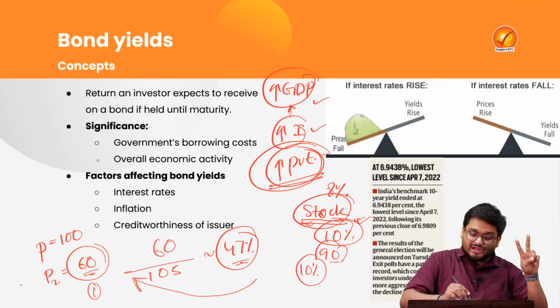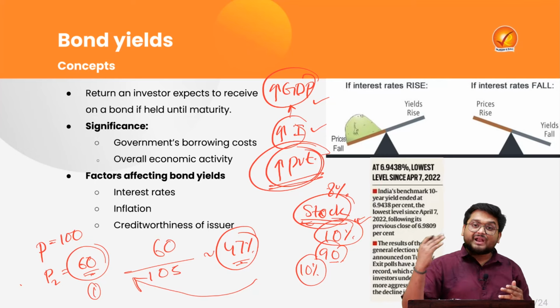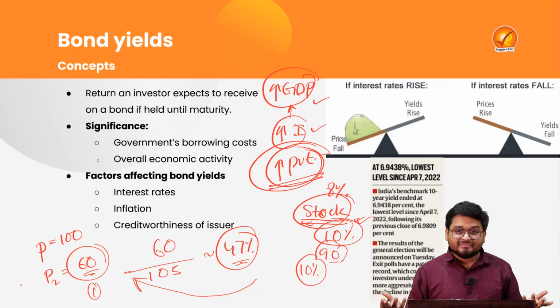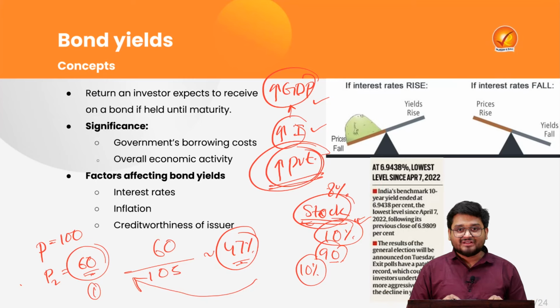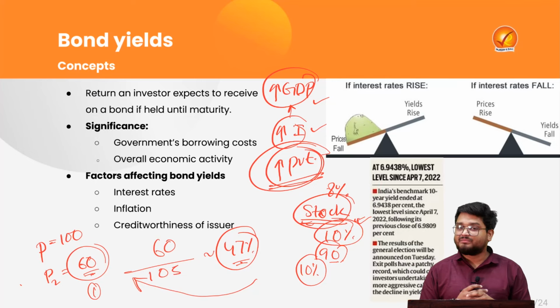Second reason can actually come from the private sector side. Maybe the private sector companies are not performing well. Now, where will the people be investing? Directly in the government bonds, right? So this is actually a phenomenon which takes place in the market more often.